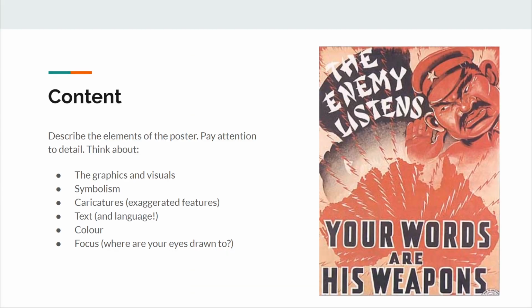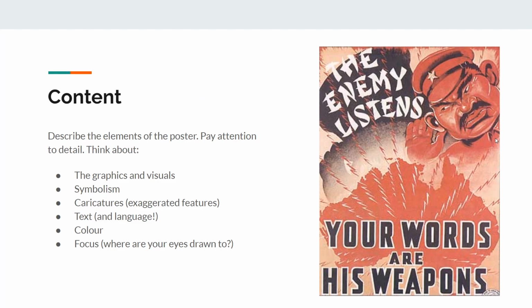Okay. So next up, let's just go through a few things here. Content is next. So we're going to look at the elements of the poster for content. So we have context, which is what was happening at the time, and we have content, so what is in the poster. Now, again, we're normally quite good at literally telling what is there. Look, there's a Japanese guy, there's Australia, and there are words. That's a starting point. So we need to be a bit more sophisticated and a bit more methodical in going through different elements of the poster.